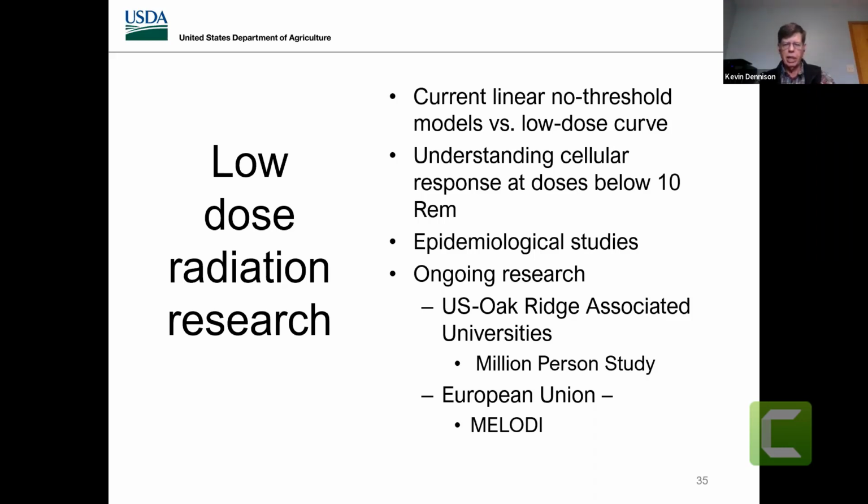And the European Union has their multidisciplinary European low dose initiative, which is doing both academic research as well as epidemiological research. And so this is kind of an exciting time for trying to figure this out, because when they've done the low dose studies at the Department of Energy, they found things happening at the cellular level that were unexpected.